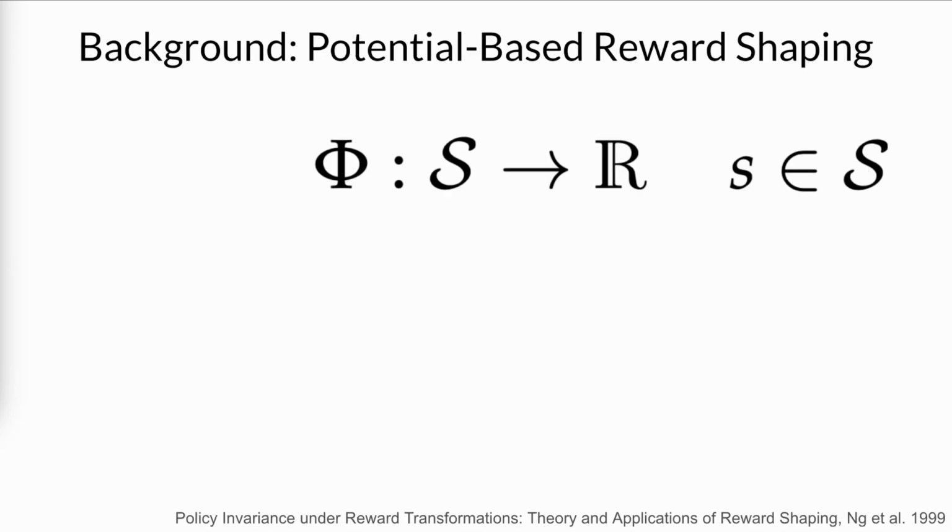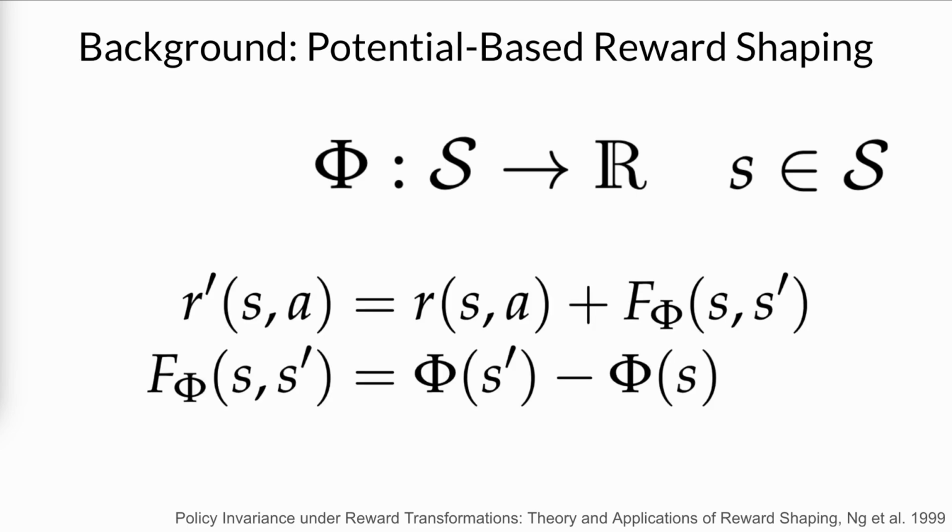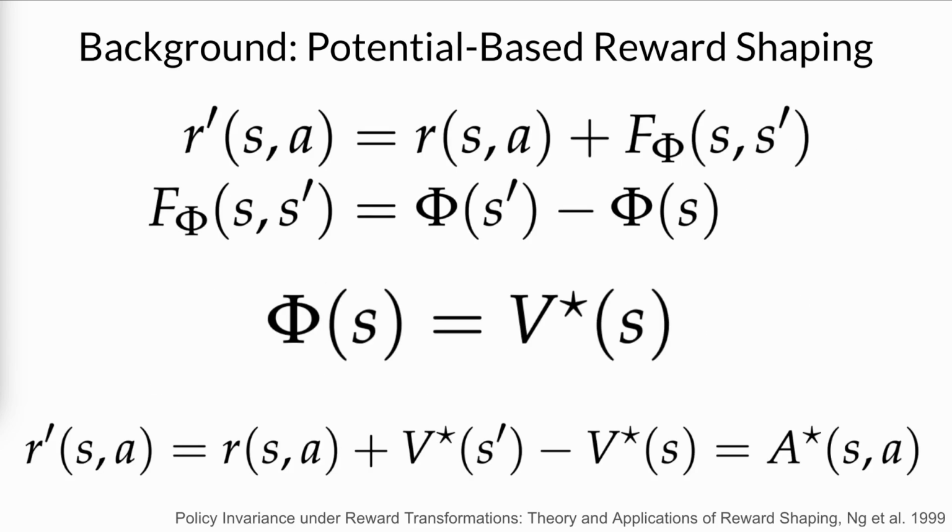We start by introducing a technique for speeding up policy optimization, potential-based reward shaping. So here, given a shaping reward phi that assigns values to states, we define a potential-based shaping term f as the difference between phi at the next state s prime and at the current state s. The shaped reward r prime is defined as the ground truth reward plus the potential-based shaping term. If we use the optimal value function as our shaping term, we can easily see how our shaped reward turns into the optimal advantage function.